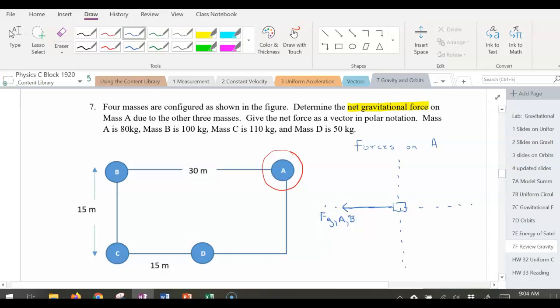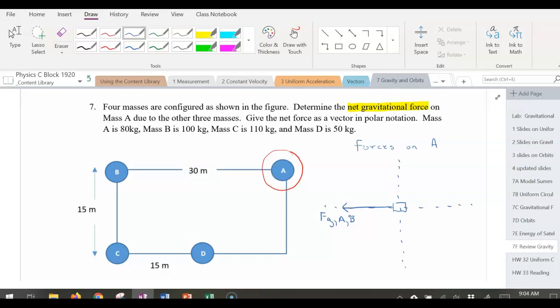Don't get confused here. Don't ask yourself what A is doing to B. We want to know what is being done to A. Okay? The force of gravity on B by A would be going the other direction. And so it's important to think, what's happening to A? How is B pulling A?